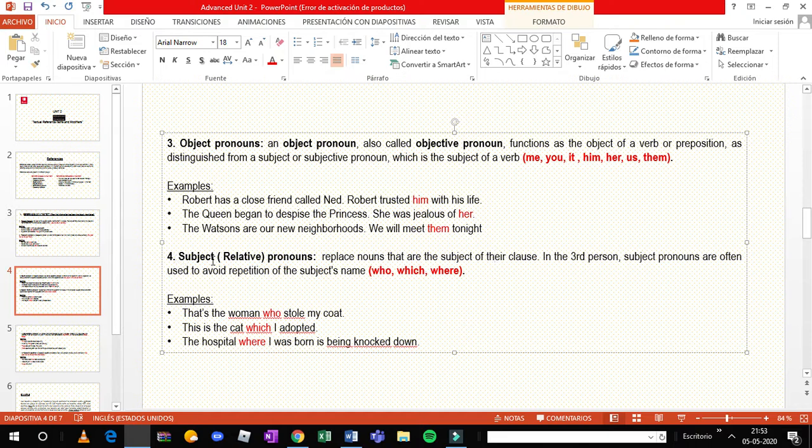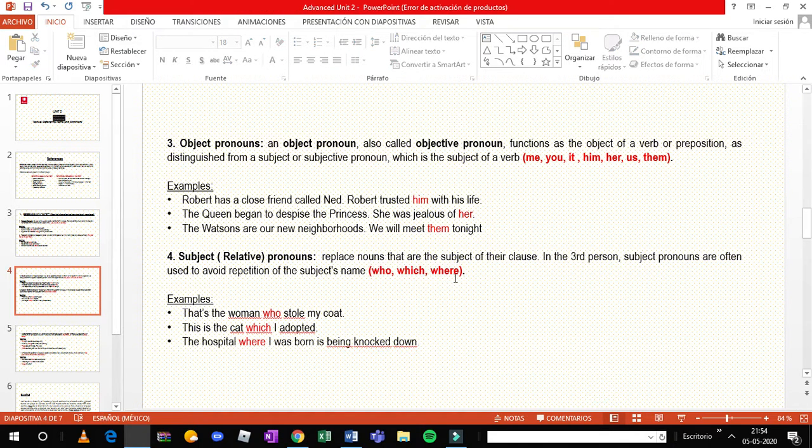Four. Subject pronoun or relative pronoun. Replace nouns that are the subject of their clause. Remember that a clause, we checked that in the previous contents, can be independent or dependent. And in this case, in the third person, subject pronouns are often used to avoid repetition of the subject's name. In this case, we are going to use those three: who, which, and where.